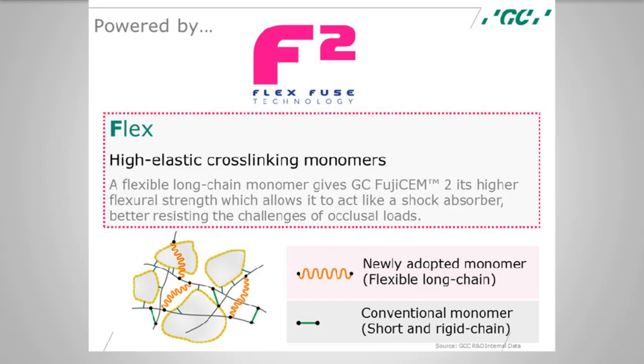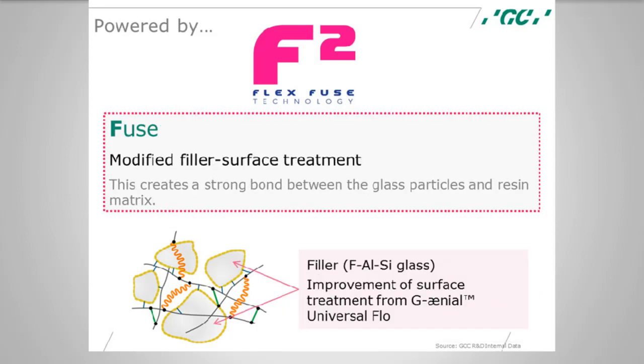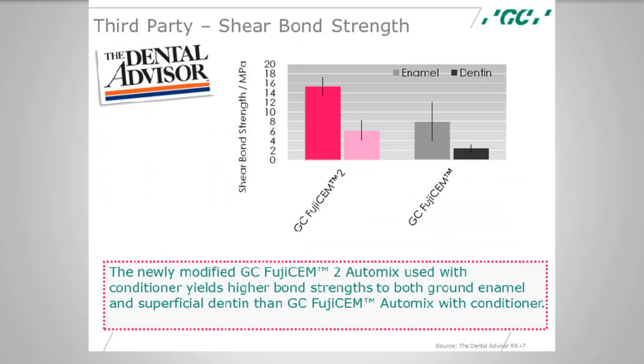We move to the next slide. The modified filler surface treatment. This creates a stronger bond between the glass particles and the resin matrix, also helping to improve the longevity of the cement in the oral cavity. Then I think this is an interesting slide because it's comparing Fujicem 2 versus Fujicem 1 and showing the significant increase in both shear bond strength to enamel and dentin.